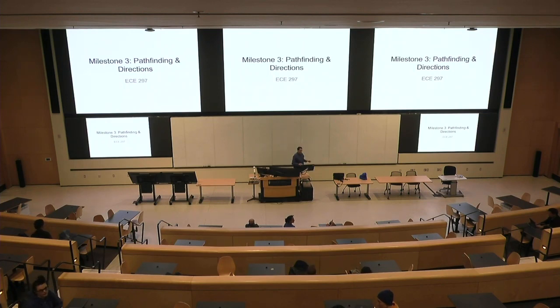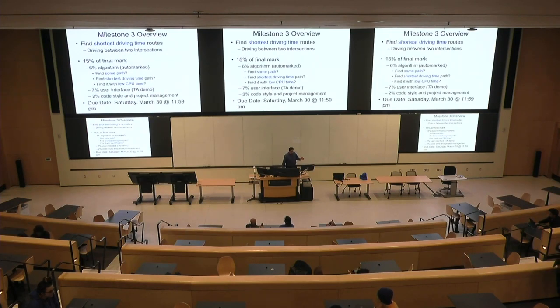Okay, so we're going to start talking about milestone 3, which is due in a little less than 3 weeks. So you've got some time, but we're going to start going through what you need to do. Milestone 3 is partly going to build on top of milestone 2. It is a user interface portion, but it also has an algorithmic portion. So you're going to find the shortest path between 2 intersections. So you're trying to find good driving routes.